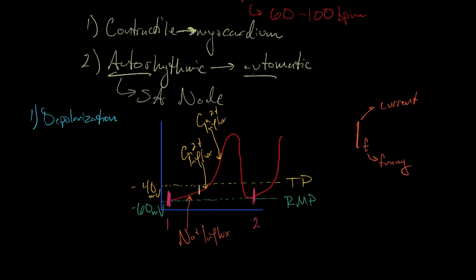The next phase is right around this point here. The calcium channels are going to close, so we'll write calcium channels close, and at the same time we begin to have potassium channels open. So sodium is coming into the cell, calcium is coming into the cell, and potassium is now leaving the cell. During this phase we'll say potassium efflux, so potassium is leaving the cell.